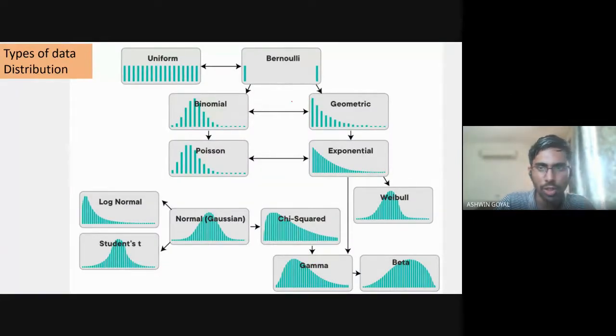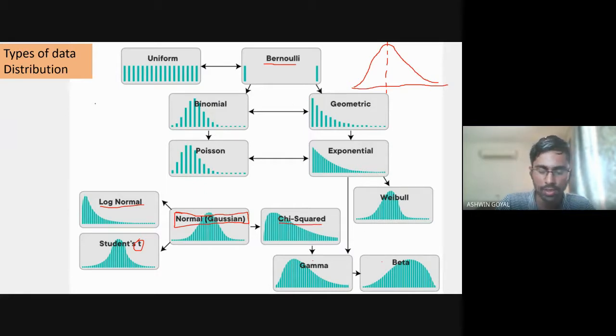Now, data can be distributed normally, right? That we studied. That is one way to distribute data, and that is most helpful for us when we solve data science problems. This is normal distribution. Similarly, we have uniform distribution, and we have Bernoulli distribution. Within Bernoulli, we have binomial, geometric. Then we have Poisson, exponential. We have Weibull. Then normal is the most useful one. Normal or Gaussian distribution, this is also called. Then we have T distribution. We have log normal, and we have chi-squared distribution. Then we have gamma and beta. So we have various types of distribution.